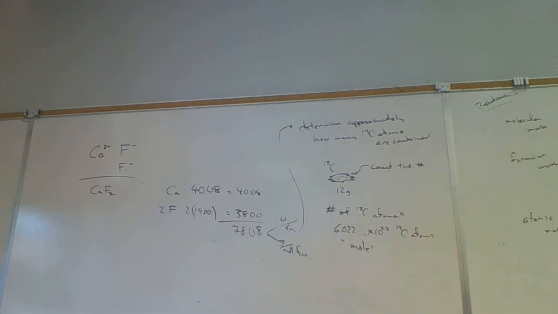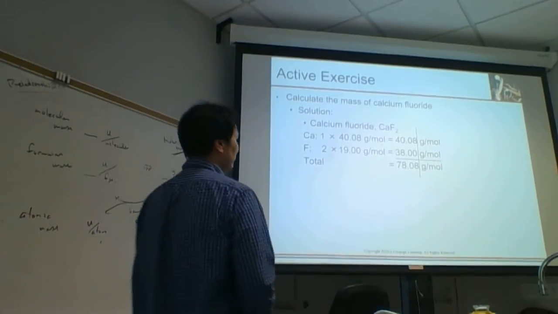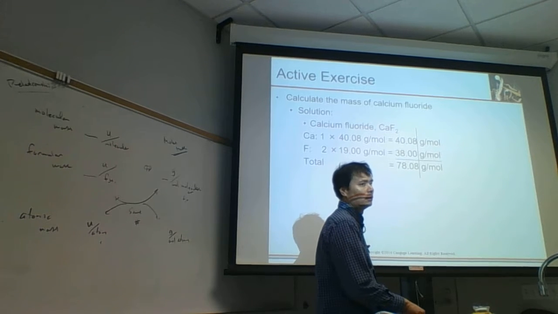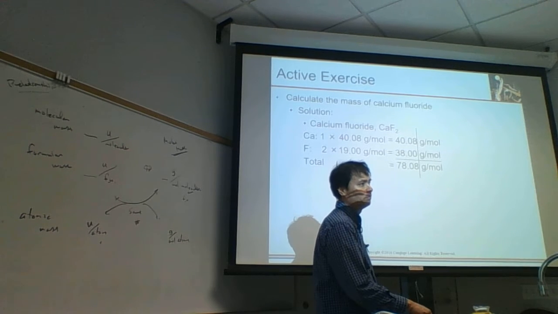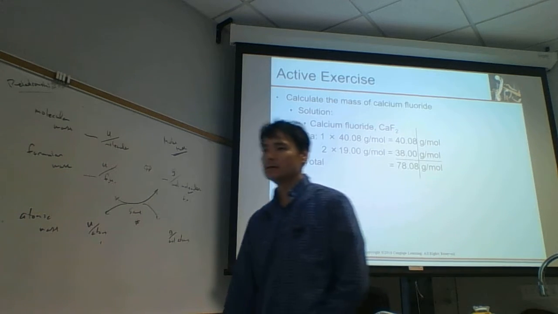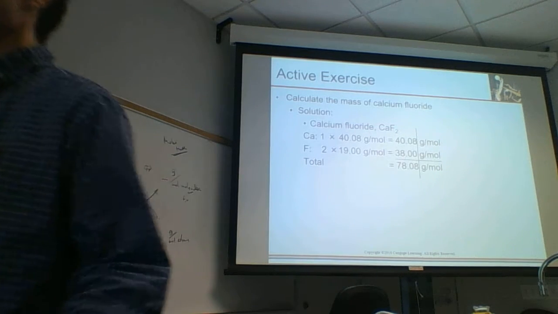All right, what did they get? They got the same thing, 78.08. But they automatically, hey, look what they did. They just wrote grams per mole. Why am I asking you to put down more than that? The reason why I'm asking you to do more than that is so you can avoid making simple errors.